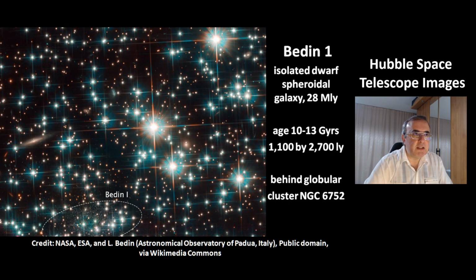This is a picture of Bedin 1, at the bottom here. And that's an isolated dwarf spheroidal galaxy at 28 million light years distance. Its age is 10 to 13 billion years, and its size is 1100 by 2700 light years. It's located behind a globular cluster, NGC 6752.